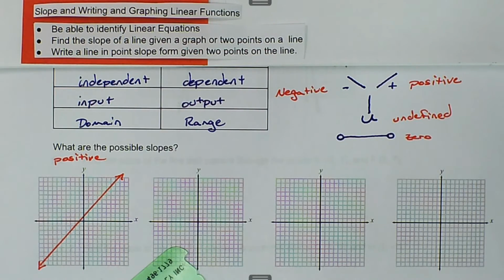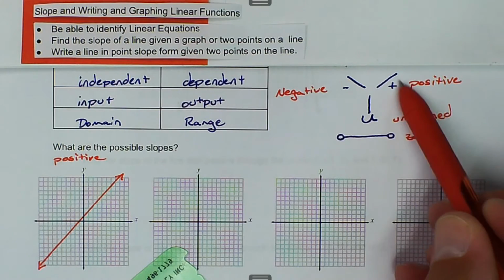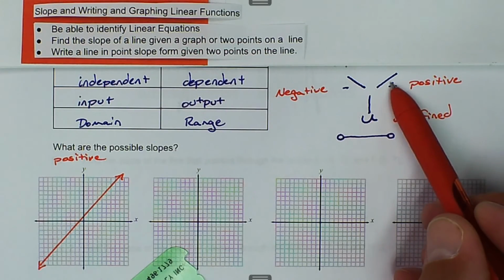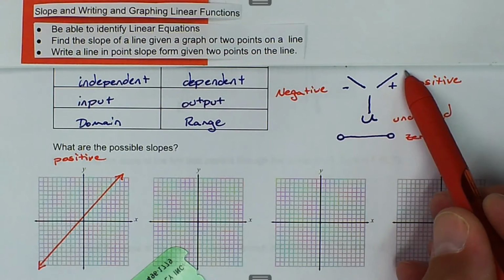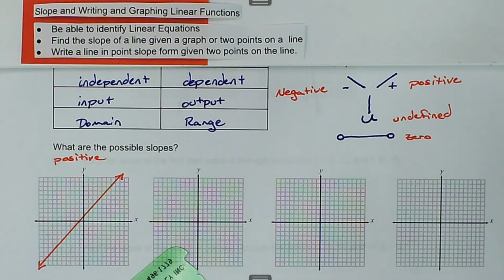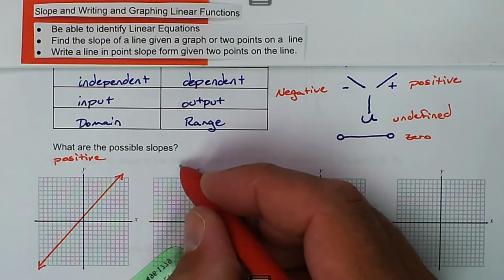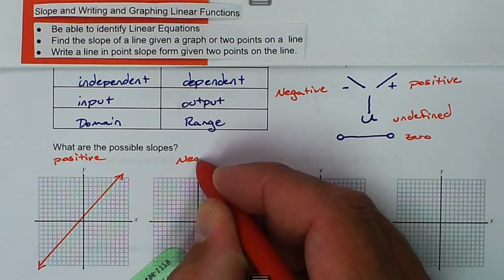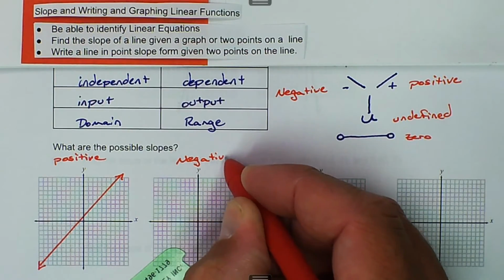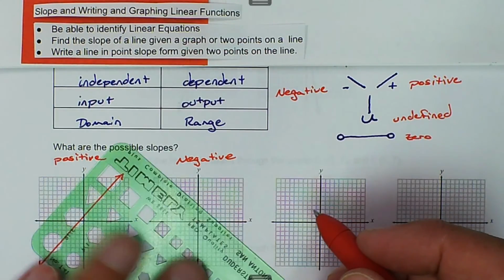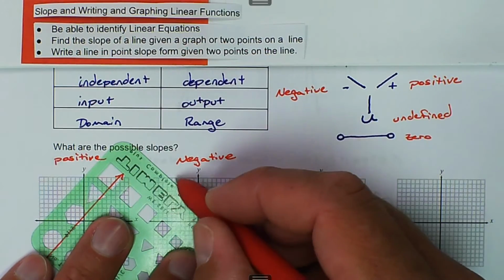The next one we're going to look at, and as we can see, positive slope goes with the eyeball here, where it starts low by the nose and works its way up. The next one is a negative slope. And a negative slope is going to start high and go low.